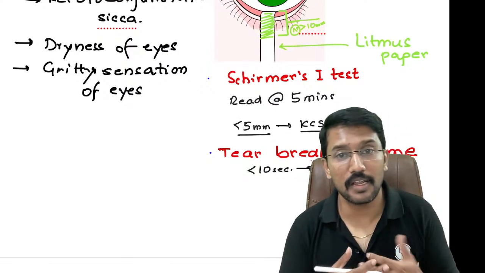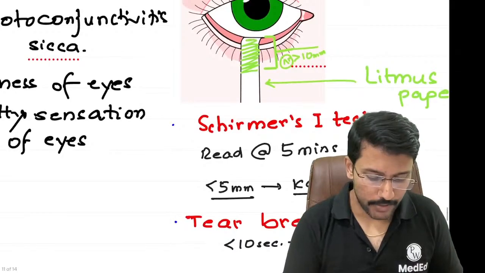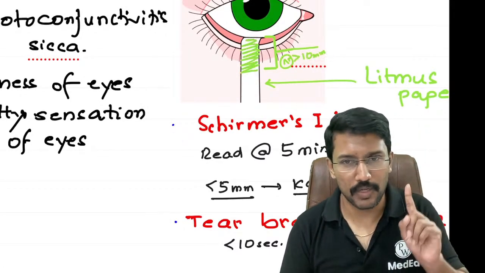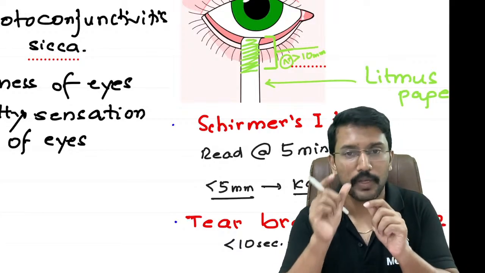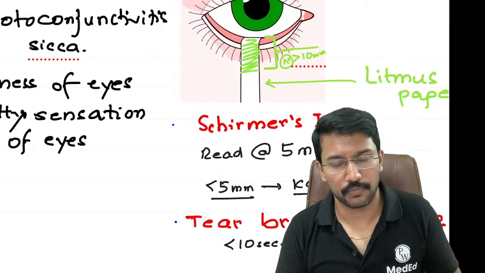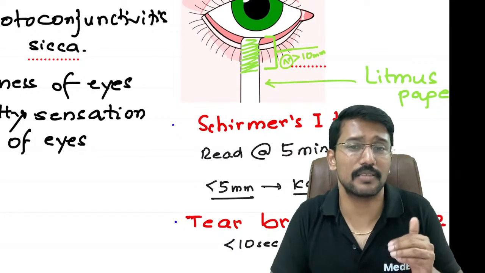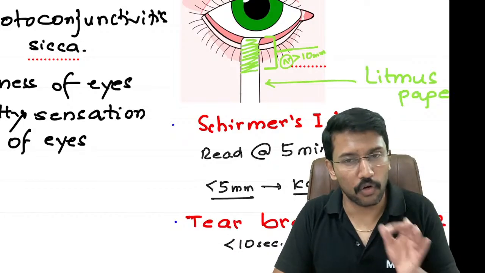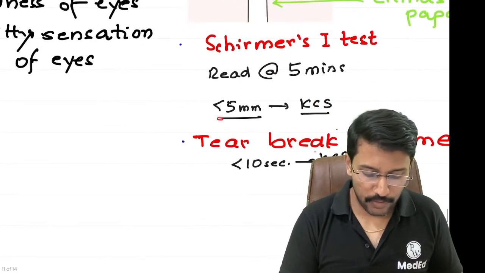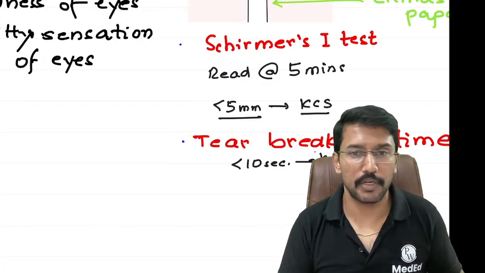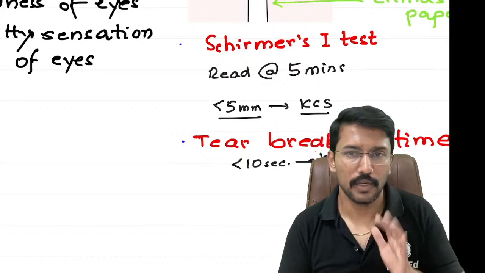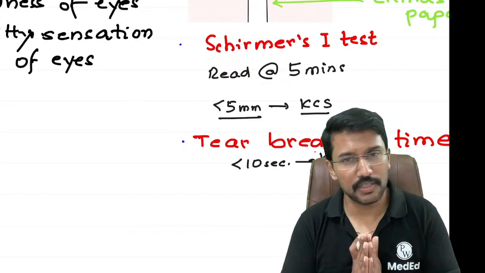If sufficient tear production is there, then the wetness will extend for more than 10 millimeter. 10 millimeter means 1 centimeter. So when you look at the litmus paper, it would be wet for a distance more than 1 centimeter from the point of insertion. If it is less than 1 centimeter, that means there is probably reduced tear production. And to confidently say that the patient has keratoconjunctivitis sicca, there should be less than 5 millimeter wetness, or less than half centimeter wetness of the litmus paper. Normal is more than 10 millimeter, right? This interpretation is easy to remember.